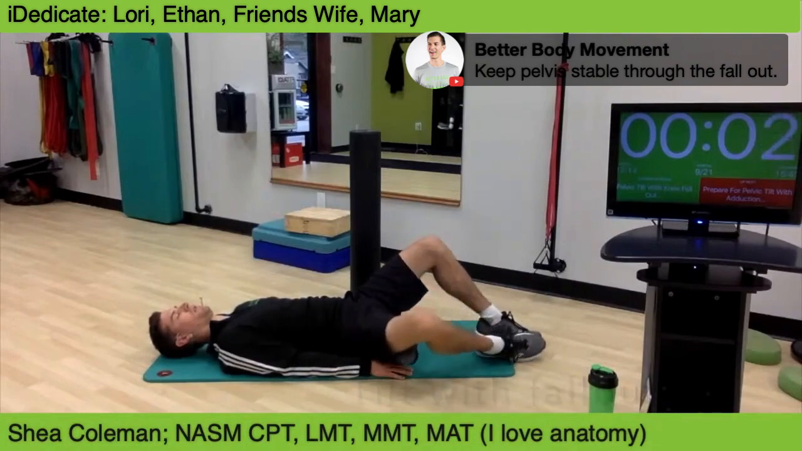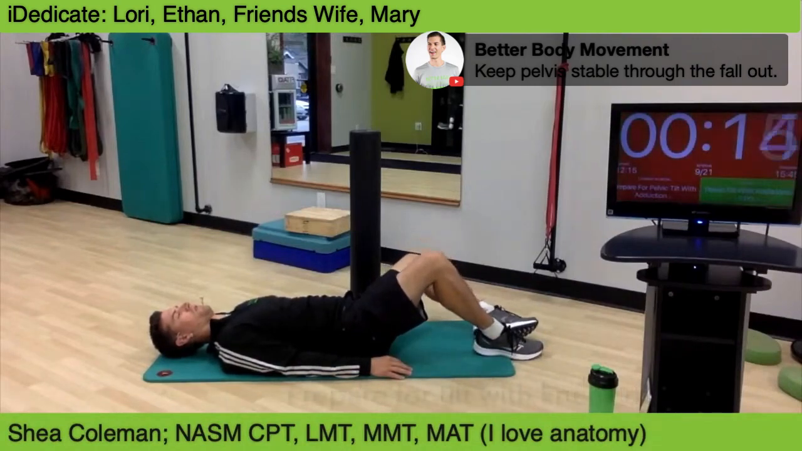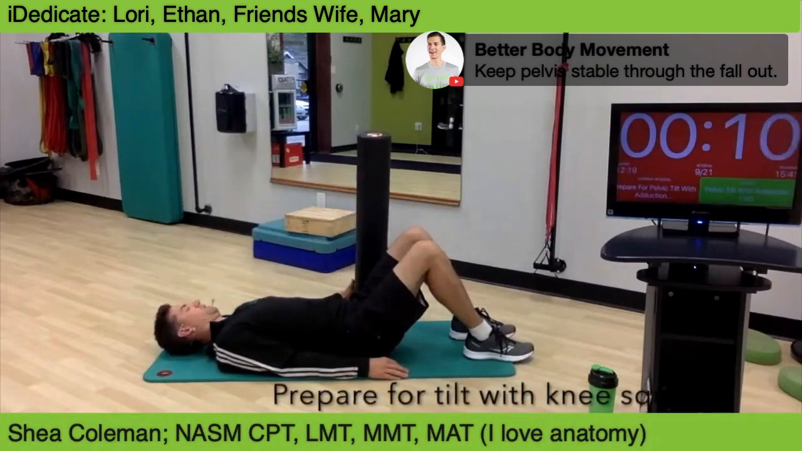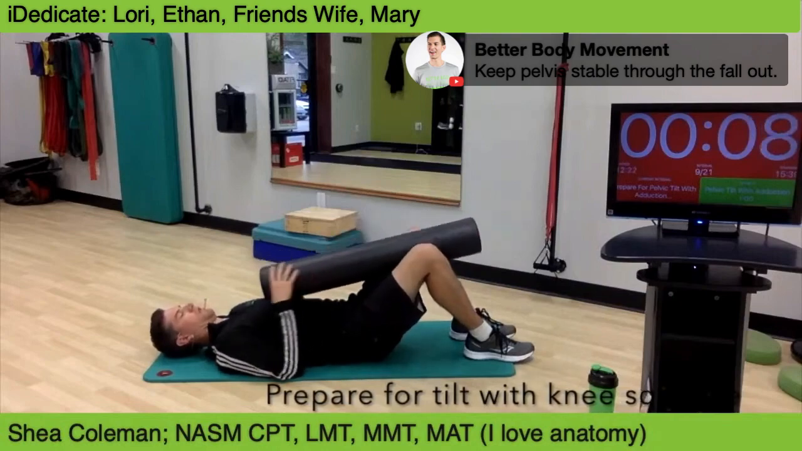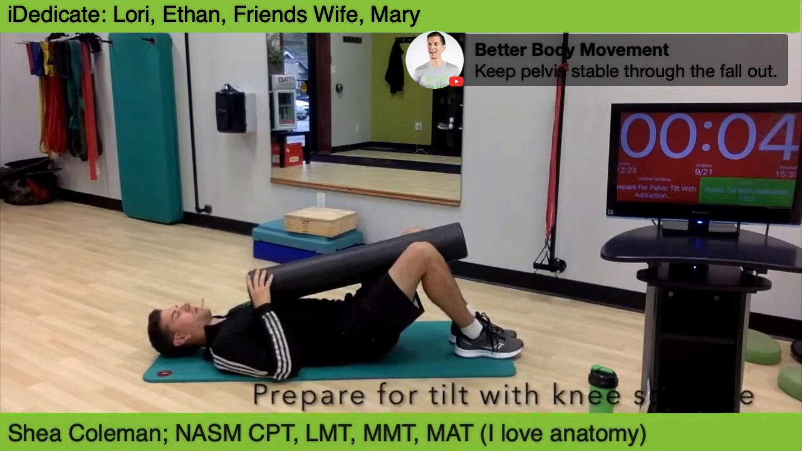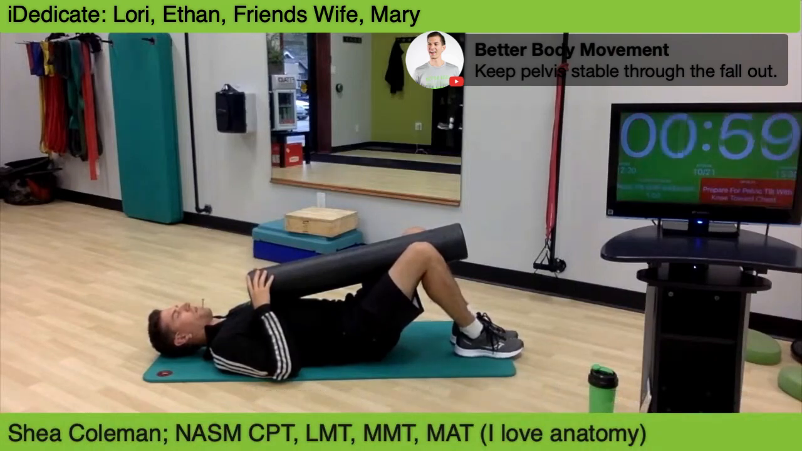3, 2, 1. Prepare for pelvic tilt with adduction. Okay, tilt with adduction, grab that foam roller, 6-step movement, core tight, squeeze the knees, lift, set, release the knees, release the core. 3, 2, 1. Pelvic tilt with adduction.